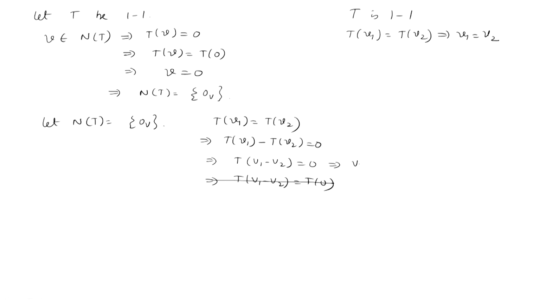So this implies V1 minus V2 is in the null space of T, and the null space of T is the singleton {0 of V}. So this implies V1 equals V2. Okay, so we have shown that T is 1 to 1 if and only if the null space of T is the singleton {0 of V}.